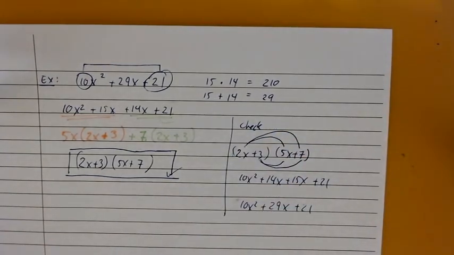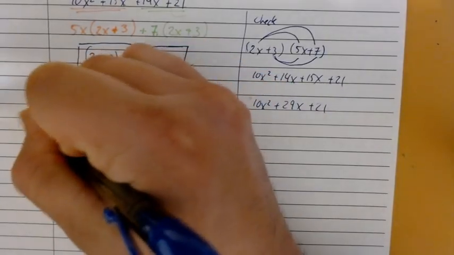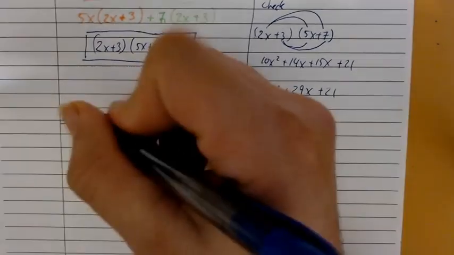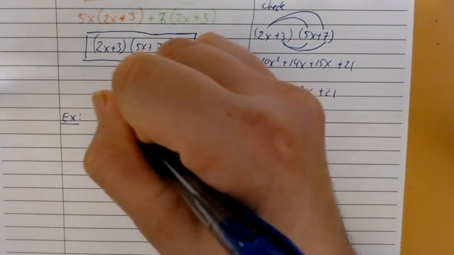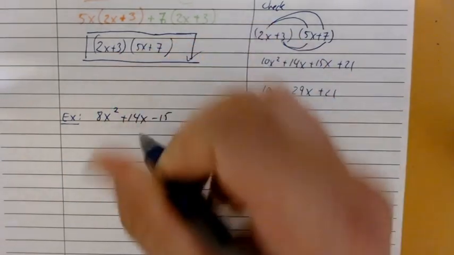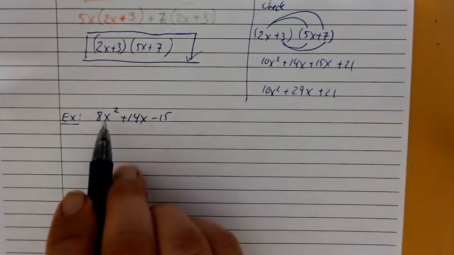All right, let's see that again. Another example. Let's have you try 8x squared plus 14x minus 15. We're going to do this together. Here we're going to factor out this trinomial.